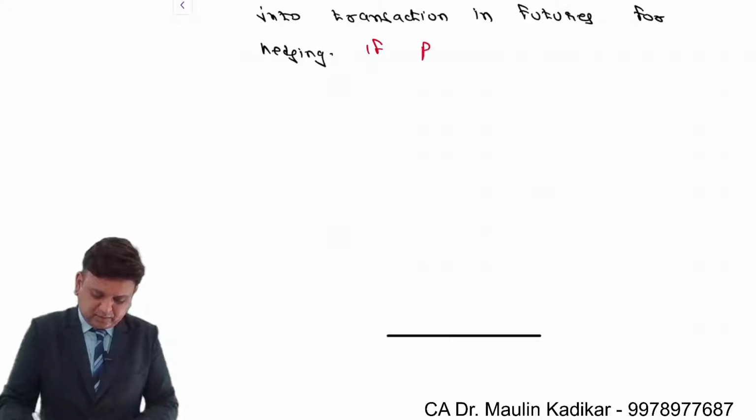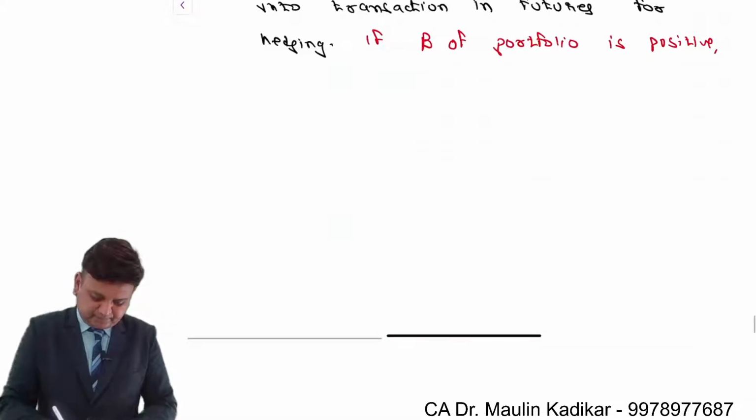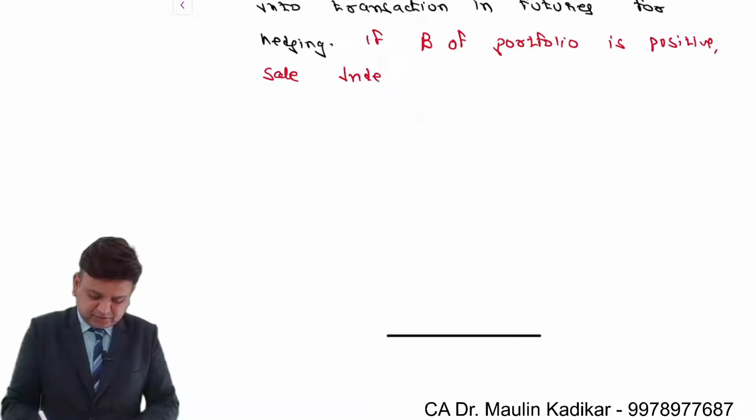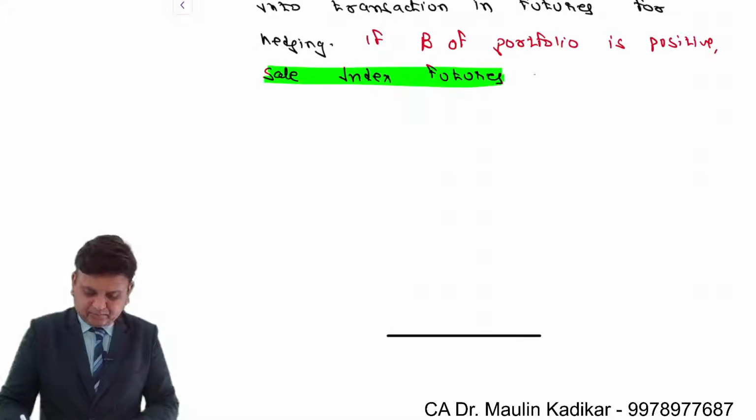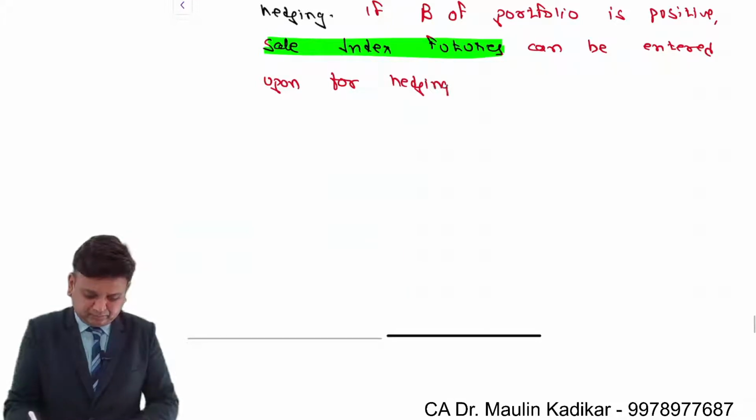if beta of portfolio is positive, comma, sale index futures can be entered upon for hedging, full stop.